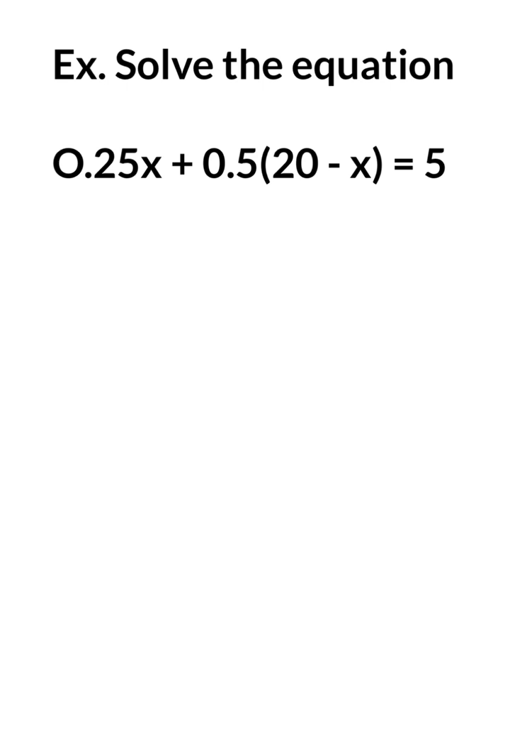Solve the equation. You have 0.25x plus 0.5 parentheses 20 minus x equals 5. So you are going to distribute there. So you have 0.25x plus 0.5 times 20 is 10, and then minus 0.5x is equal to 5. So again, you're just combining like terms now. So when you combine your x's, you get negative 0.25x plus 10 equals 5.